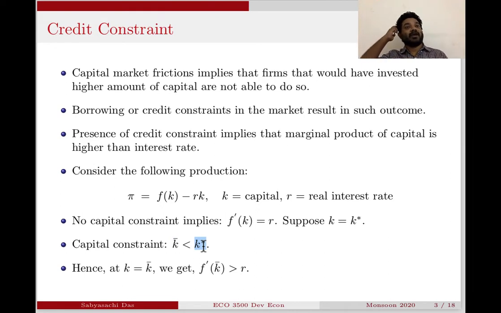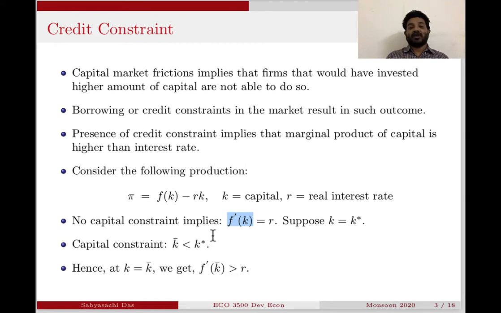So suppose the constraint is that you can borrow only up to k bar, which is below the amount of capital that you would like to invest. Then you'll borrow up to k bar, so you invest k equal to k bar, and at that k bar, obviously your f prime k is bigger than r, right? Why? Because you have a concave production function, which means that your marginal product of capital, f prime k, is falling in k, right?